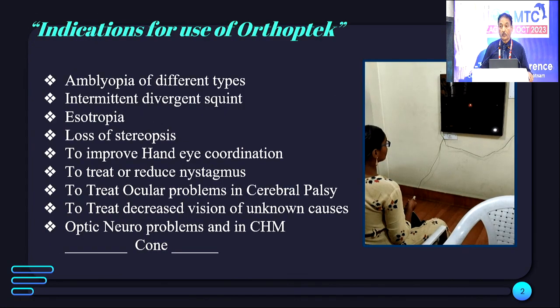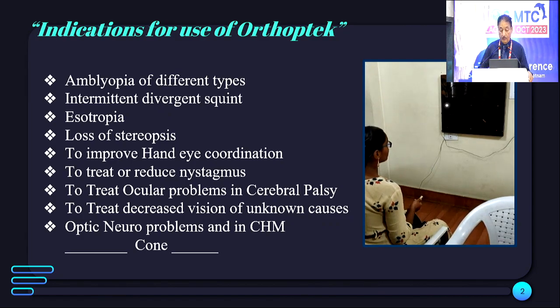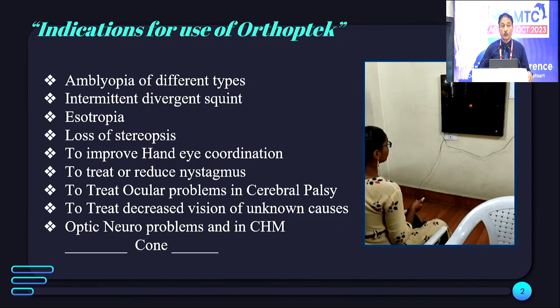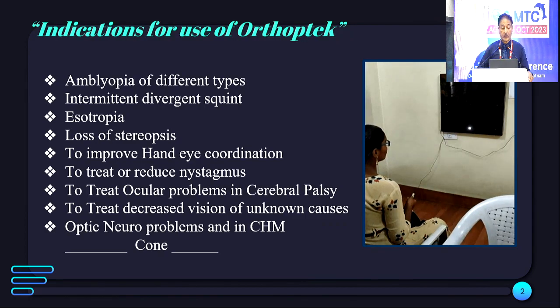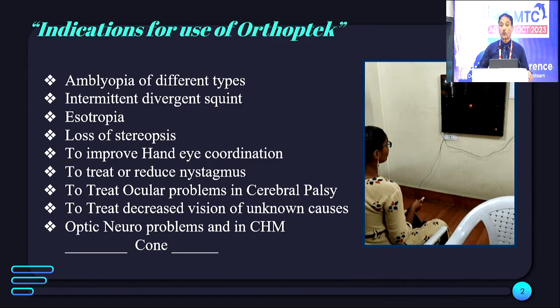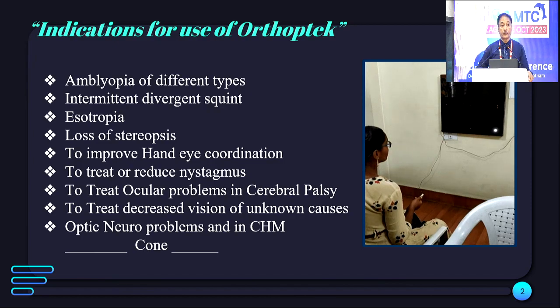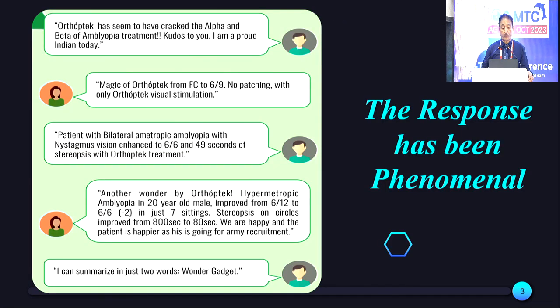Now, the machine orthoptech is used for treatment of a number of conditions like amblyopia and related conditions, fourth nerve palsy, sixth nerve palsy, and in treatment of nystagmus, and improving hand-eye coordination, also improvement in stereopsis, particularly where, for reasons we do not know why, the stereopsis is reduced. You can use this in treatment of ocular problems in cerebral palsy, and also to an extent in optic nerve problems.